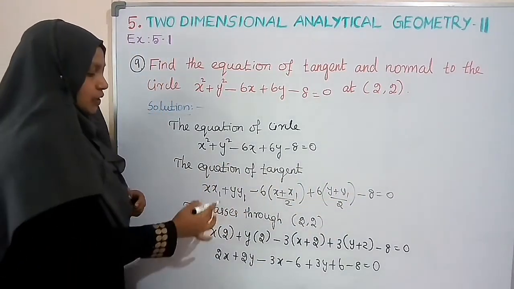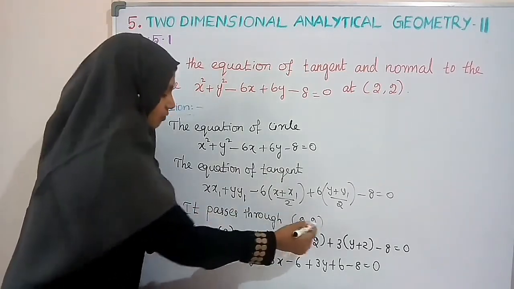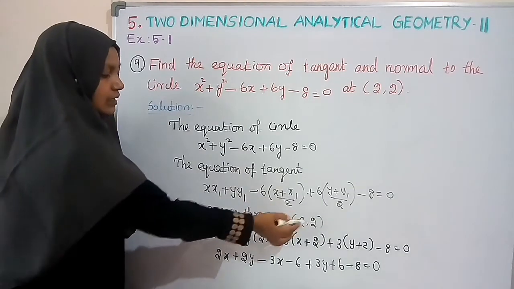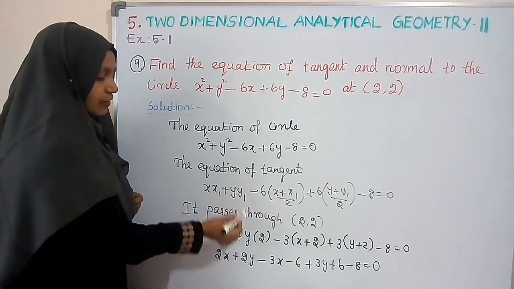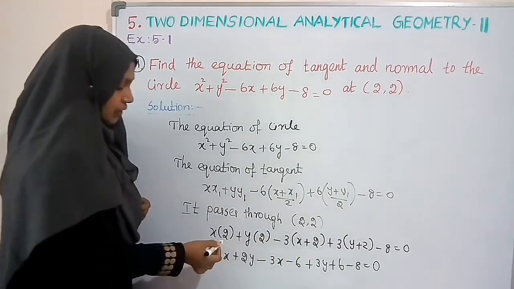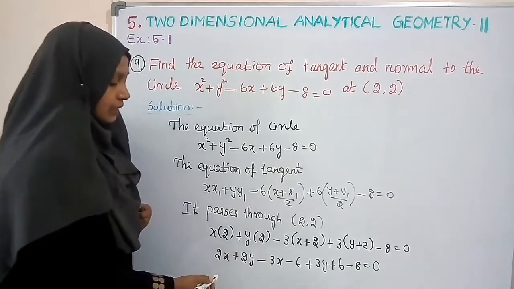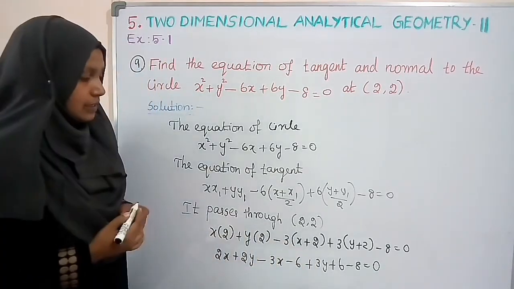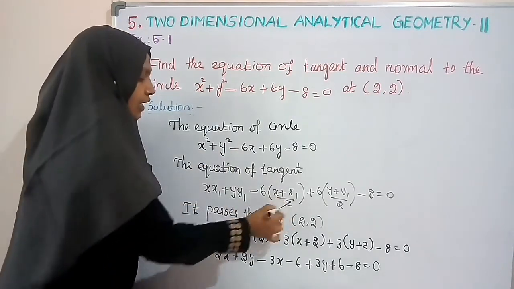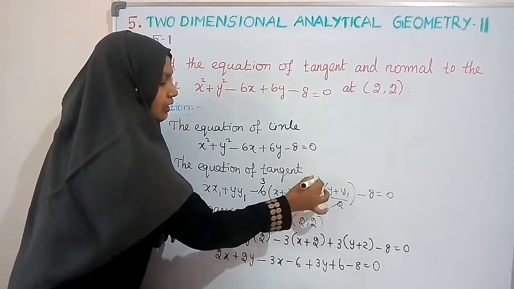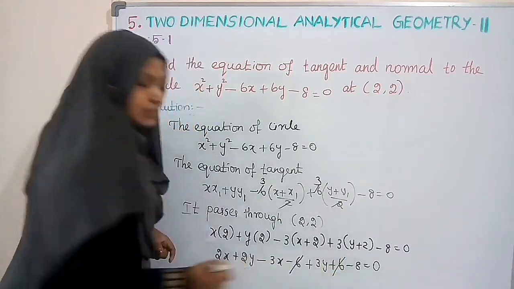Then after writing this equation, substitute the point of contact for x1 y1. So this is x1 y1. Replace x1 y1 using these 2 points. That is, for x1 I substitute 2, and y1 also I substitute 2. So I got this equation. After multiplying it becomes 2x plus 2y minus 3x minus 6 plus 3y plus 6 minus 8 is equal to 0. Just replace these values, and after multiplying, minus 6 plus 6 get cancelled.